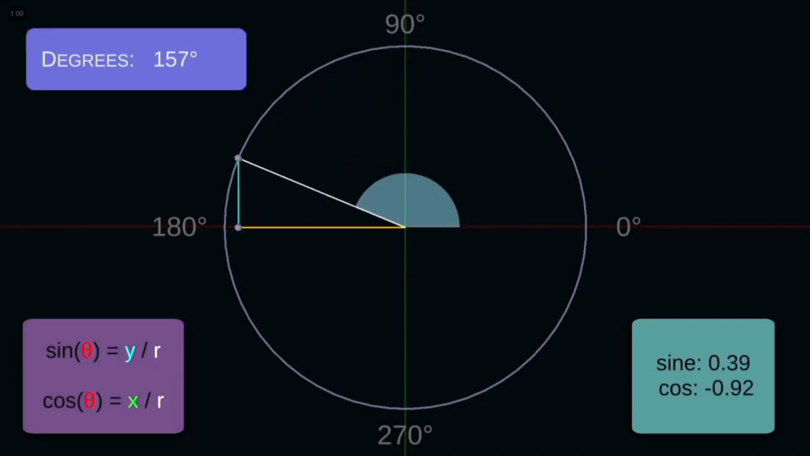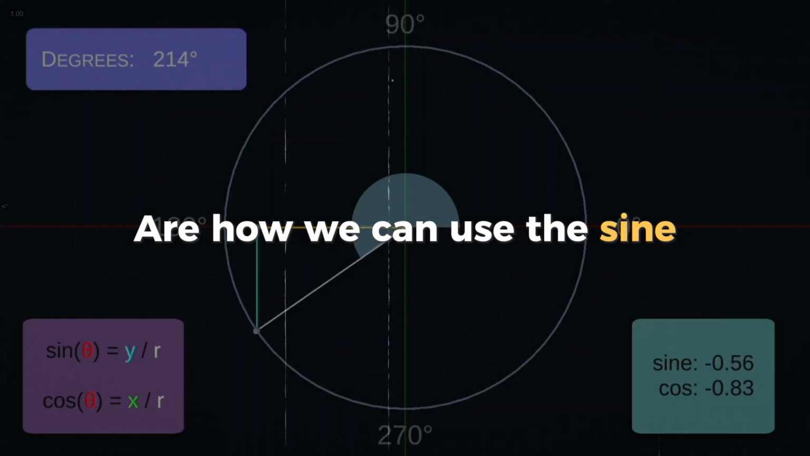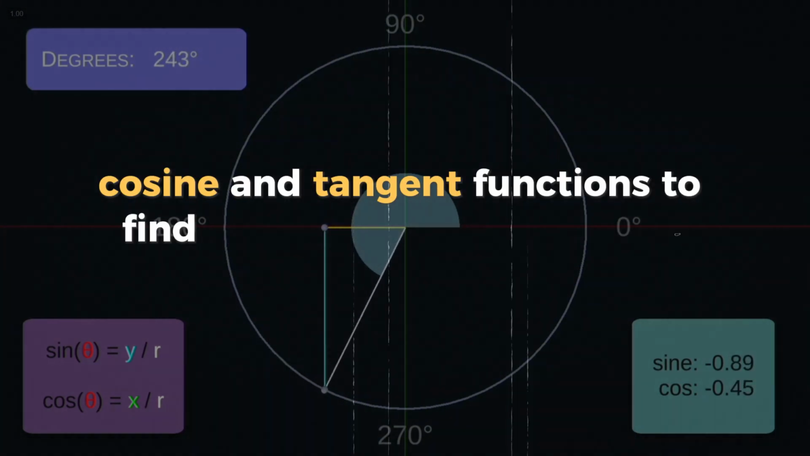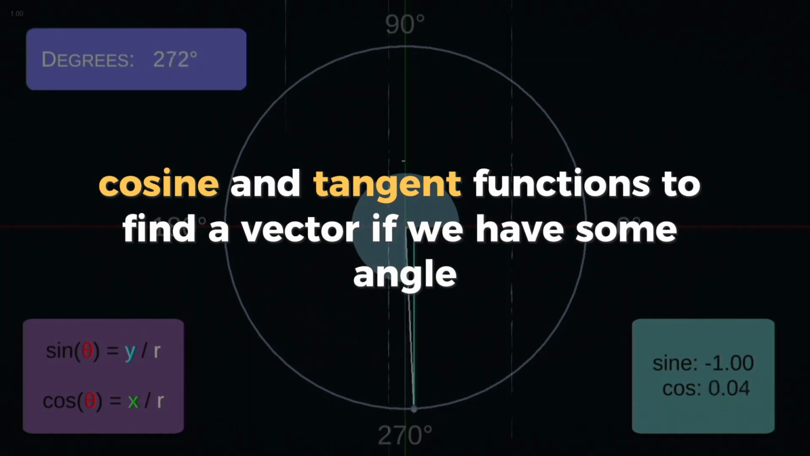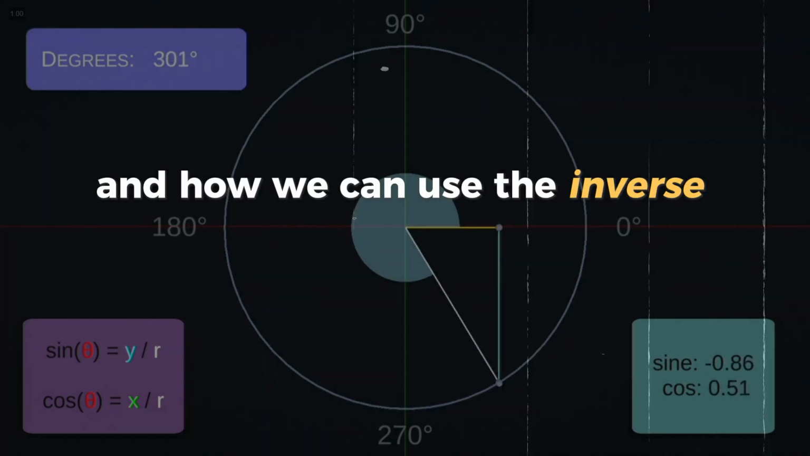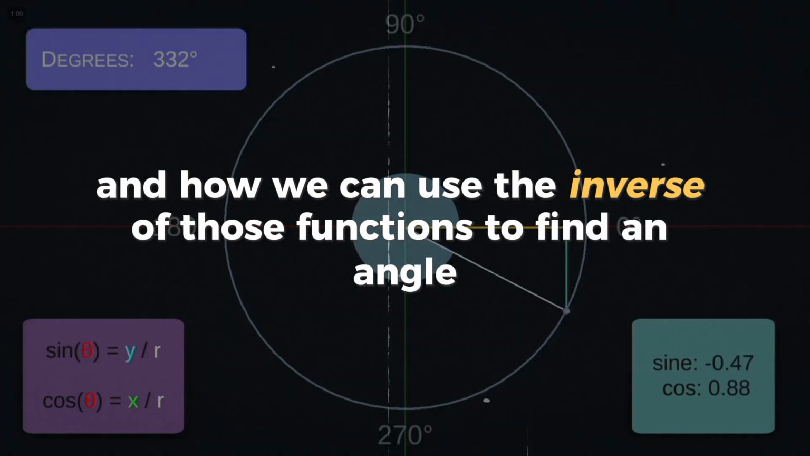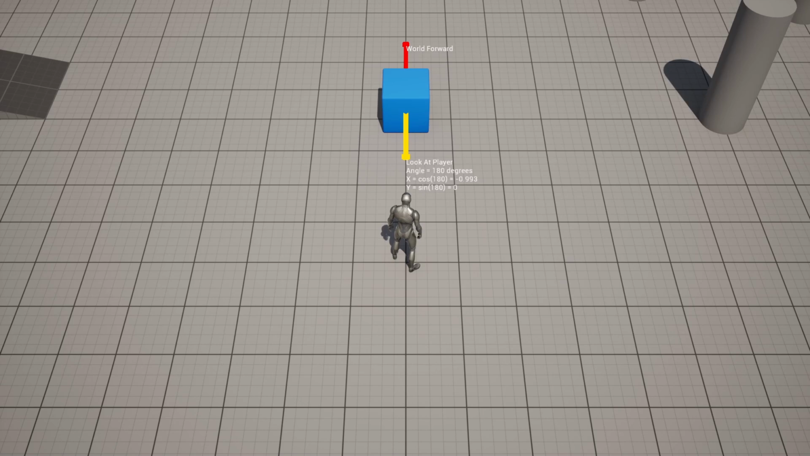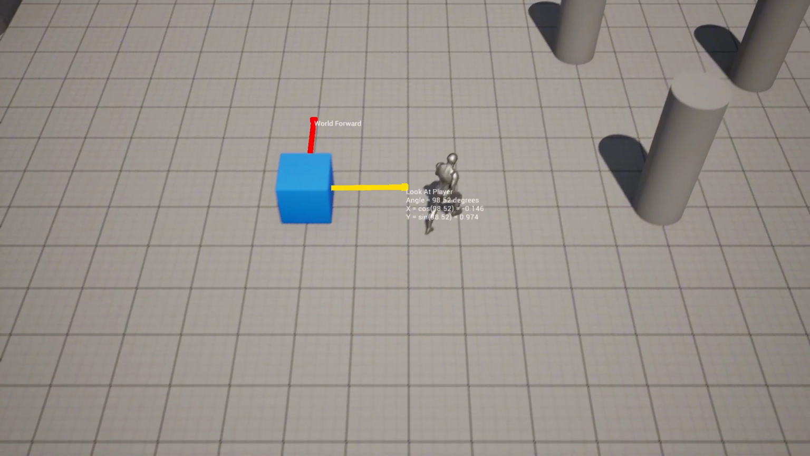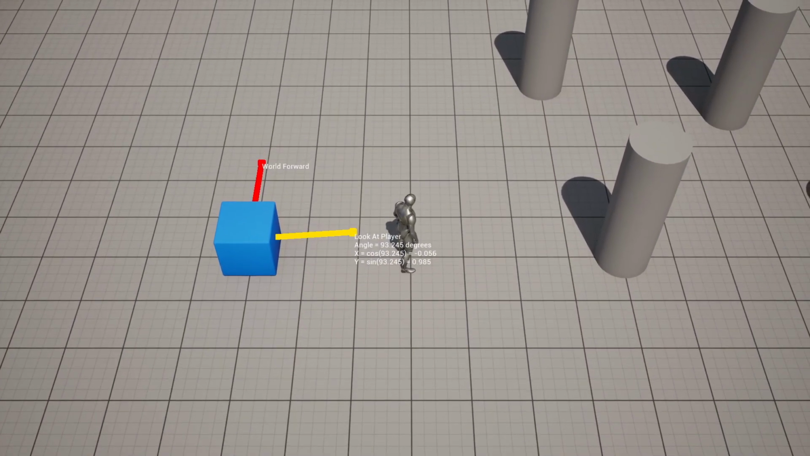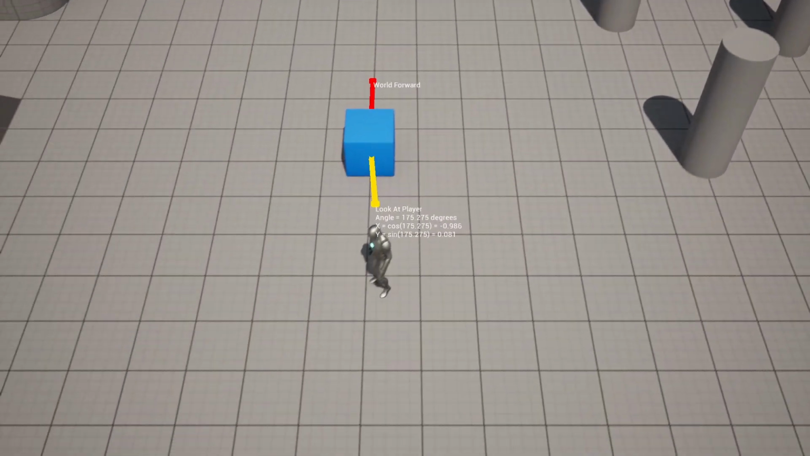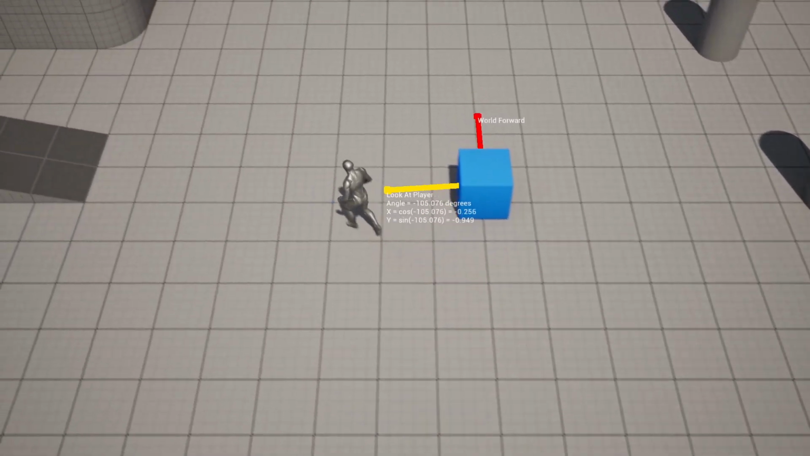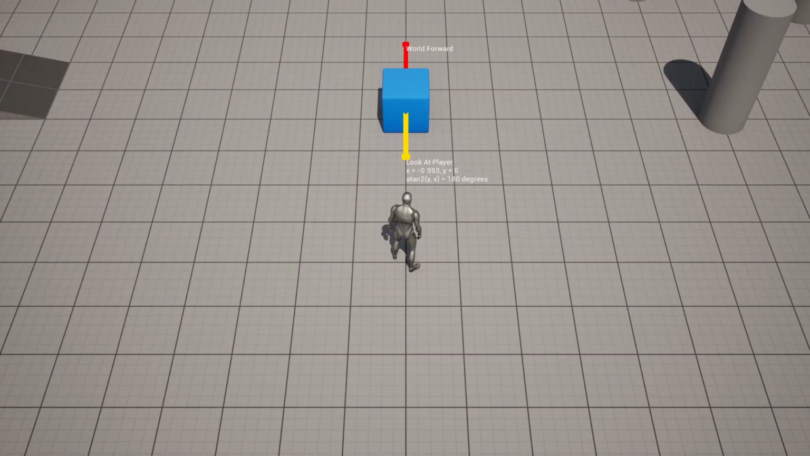Some important basics you need to keep in mind when working with trigonometry are how we can use the sine, cosine, and tangent functions to find a vector if we have some angle, and how we can use the inverse of those functions to find an angle if we have one or more vectors. For example, if we want to move an object in a certain direction at an angle theta, we can determine the x and y components of that direction or vector using cosine and sine of the angle respectively. And the opposite is true.